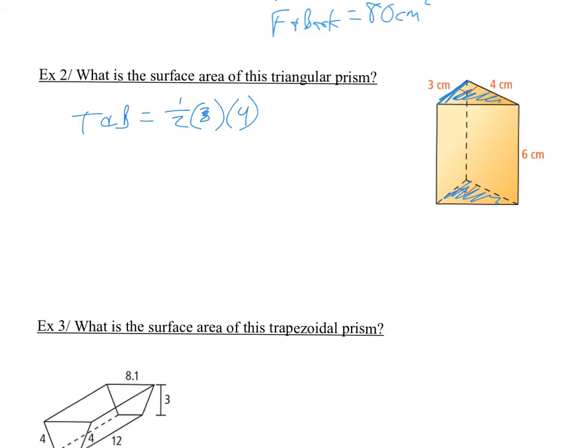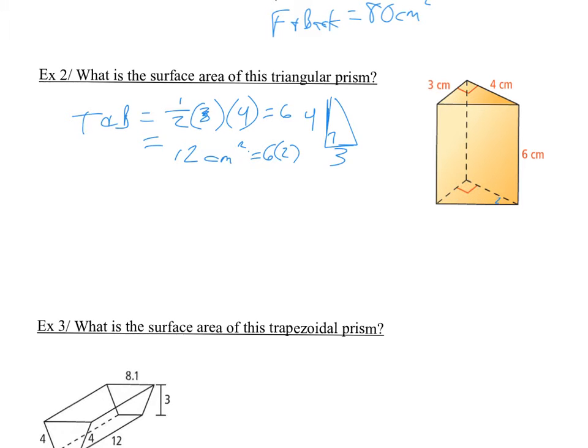Notice this is a right triangle. So if I look at that right triangle, this would be 3, that would be 4. So when I do 1/2 times 3 times 4, that would be 6. That would be 6 centimeters squared for one triangle, but I have 2 of those. So I'm getting 12 centimeters squared. Now I've got to figure out each of my sides.